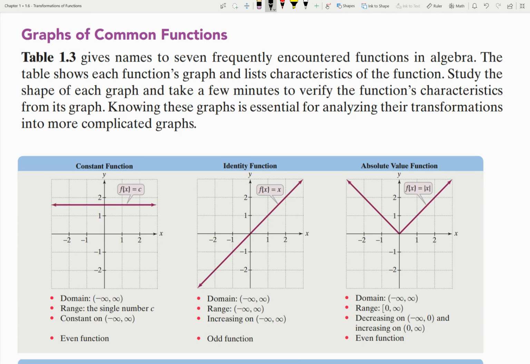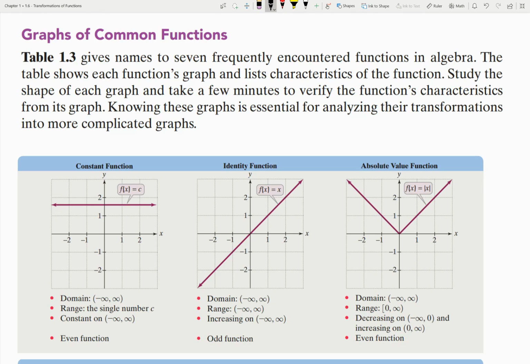So first, let's go over the 7 common functions in algebra. The table below is going to show each function's graph and the list of its characteristics. What we want to take away from this is when we see a picture, we want to know what the equation of that picture is going to look like, what the general or parent function of that picture is, and what are the basic properties of the parent function. And here are the first 3.